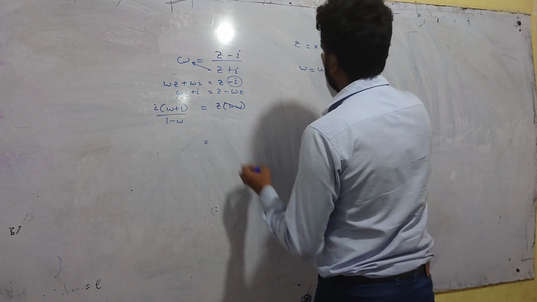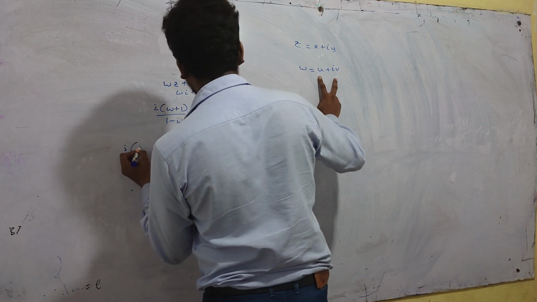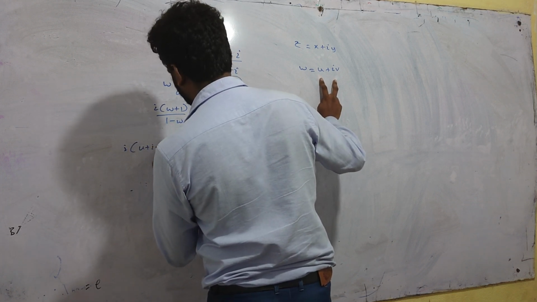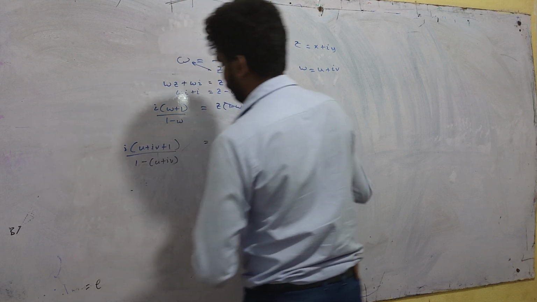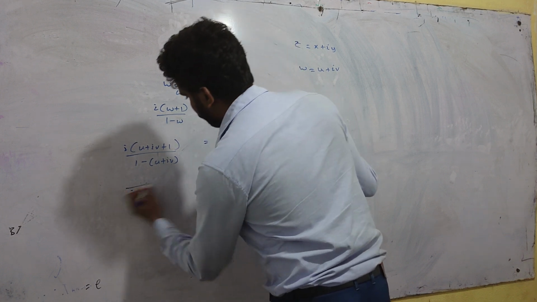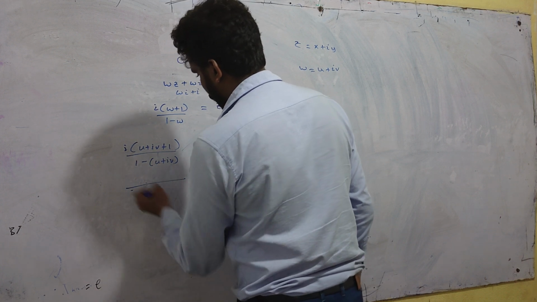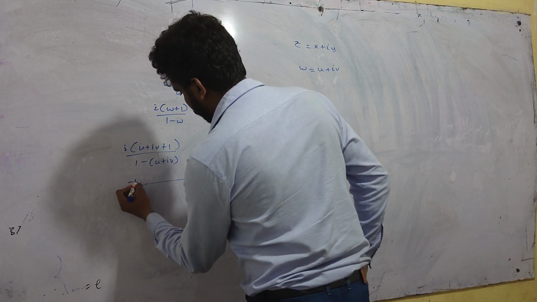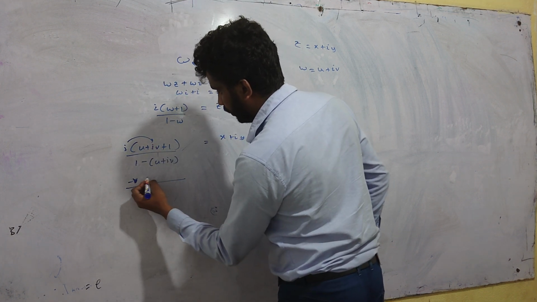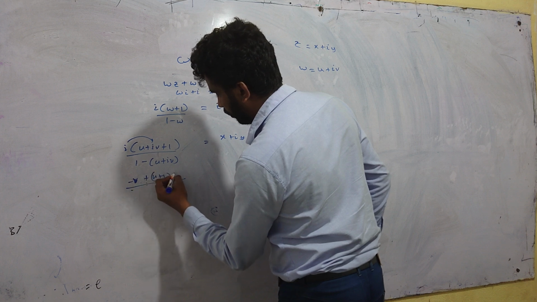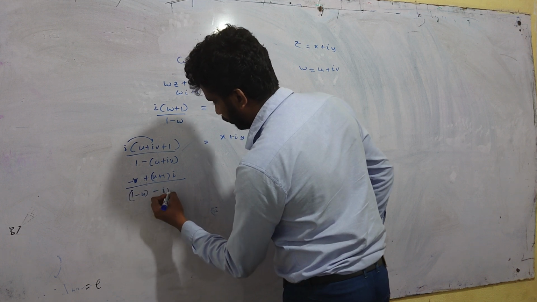z is now x plus iota y. This is iota into u plus iota v plus 1 over 1 minus u plus iota v. Right? So you can simplify this further. I squared is minus 1. This is v plus 1 iota. This is 1 minus u minus iota v.